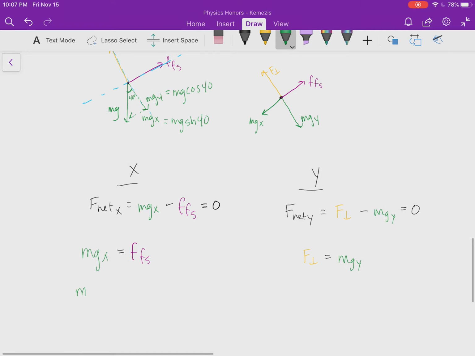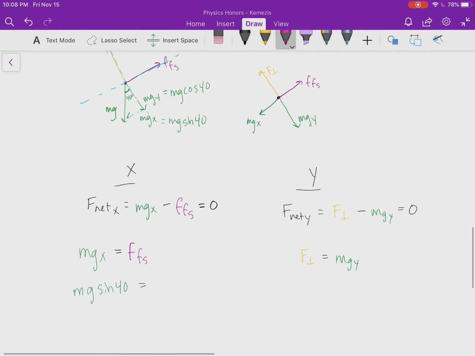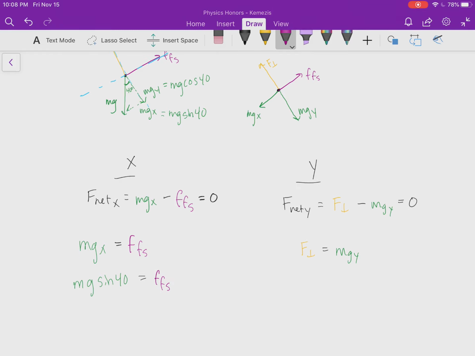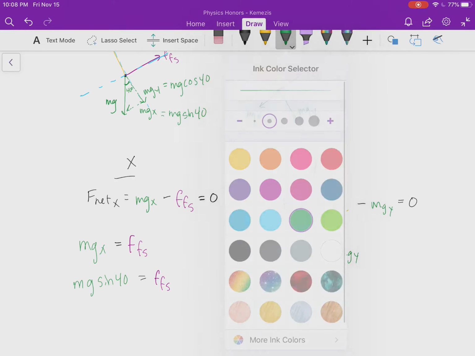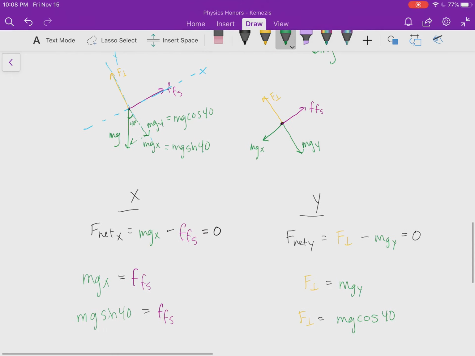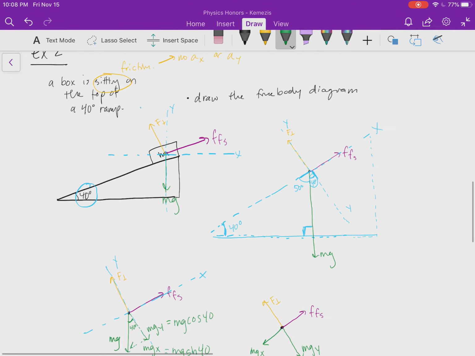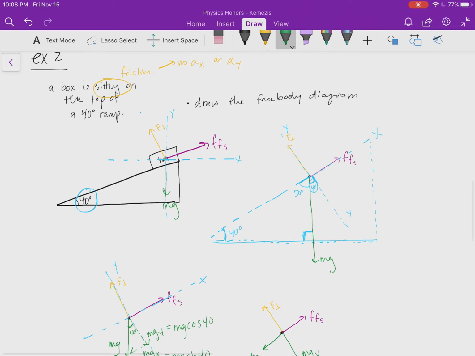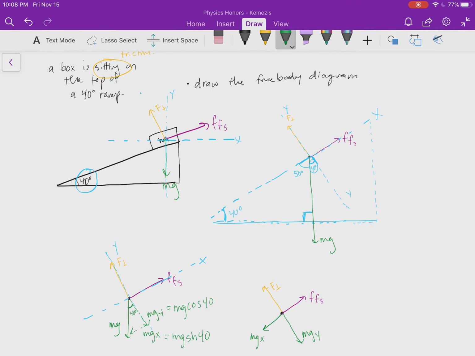So now we can plug these in. And mg sine 40 is equal to our force of friction. So if you knew what the mass was, then you can solve for the force of friction here. And then our normal force is going to be equal to the mg cosine of 40.